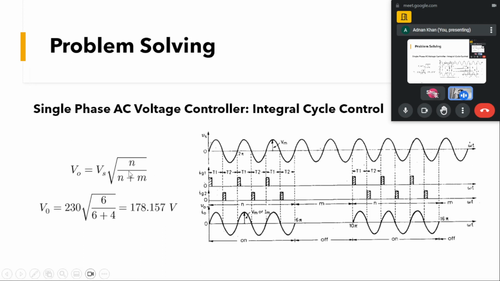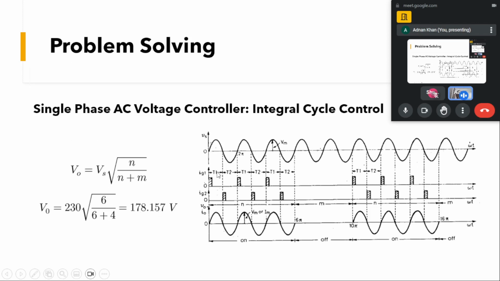We know Vs is given to us, that is 230 volts, so Vout will be equal to 230 times root of 6 divided by 6 plus 4. You can consider root of N divided by N plus M as a sort of duty: for a certain period of time it is on, divided by the total number of cycles. So our Vout comes out to be 178.157.